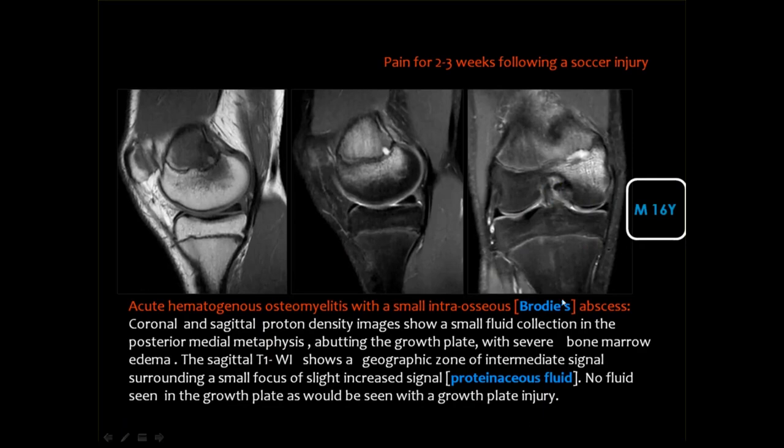And this is an example by MRI of an osteomyelitis in the distal part of the femur, where you get bone marrow edema, dark in the T1, bright in the T2. And if you look carefully, you can see a cavity within the bone marrow edema representing an abscess, and this abscess contains proteinaceous fluid or pus, which is somewhat bright in the T1 and also bright in the T2, indicating the presence of proteinaceous fluid.